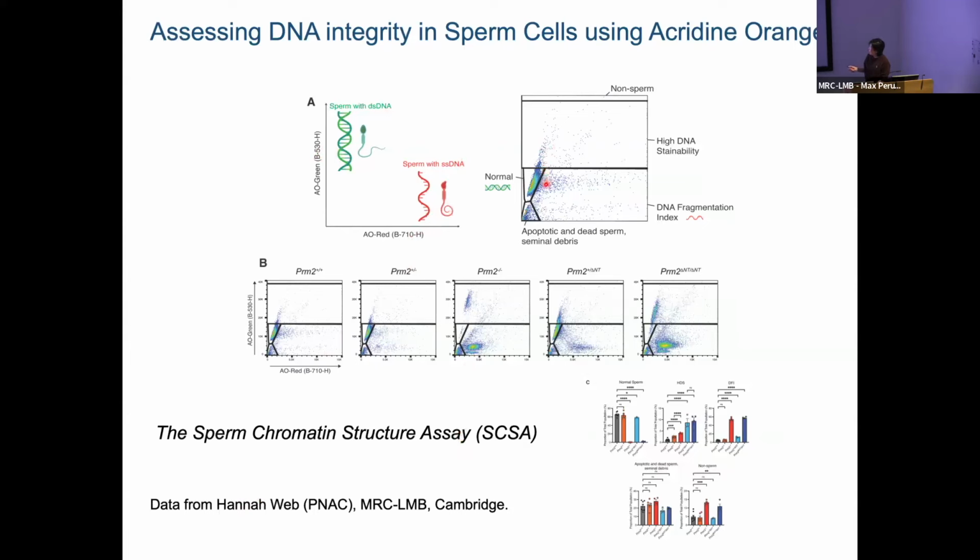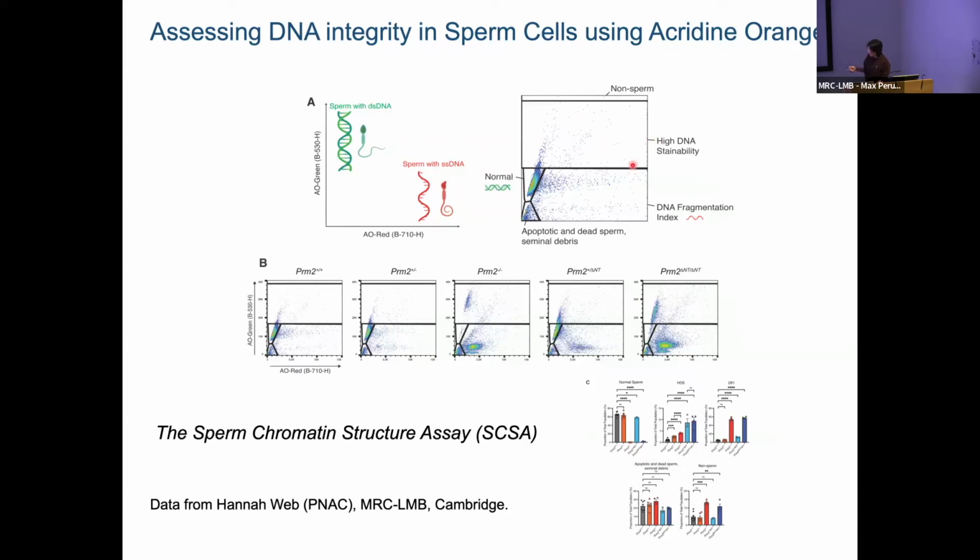Basically here it shows you normal sperm cells with double-stranded DNA. Here are apoptotic and dead sperm. And more to the right, more DNA fragments are seen. And in this region, it's showing an abnormal amount of histone in the sperm cells. And it can be plotted as a high DNA stainability index.